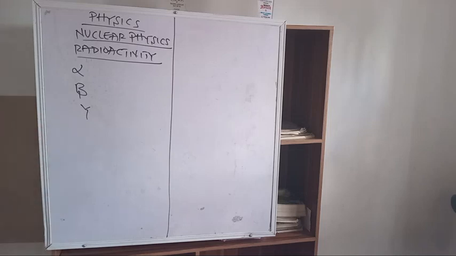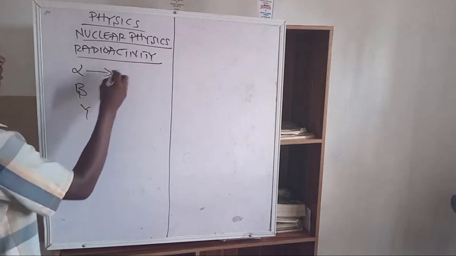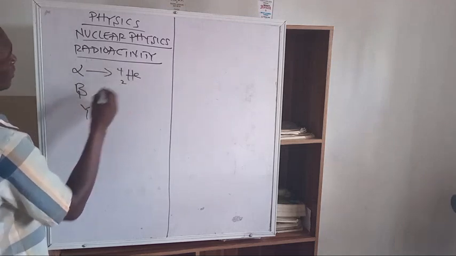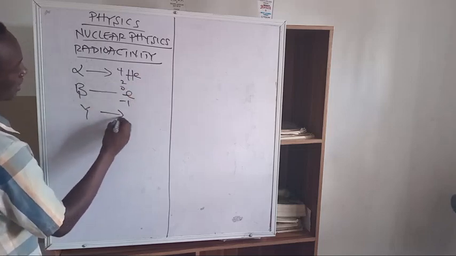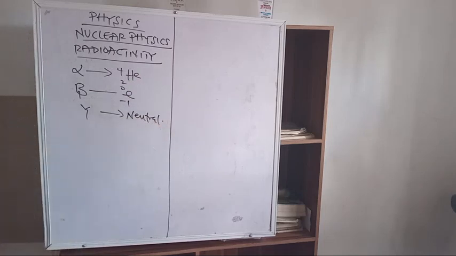Now these are the three different things that can be emitted. The symbol for an alpha particle is helium, He-4-2. Beta is an electron, 0 and minus 1, and gamma is neutral. So this is what we have in radioactivity.